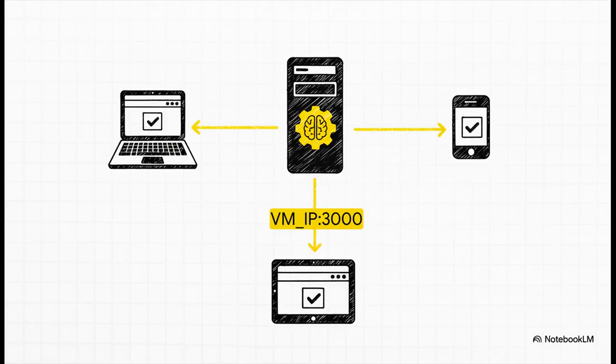And with that Docker container fired up, you're done. Seriously. Just open a web browser on your phone, your laptop, whatever, go to your virtual machine's IP address on port 3000, and there it is, your brand new, totally private AI assistant.